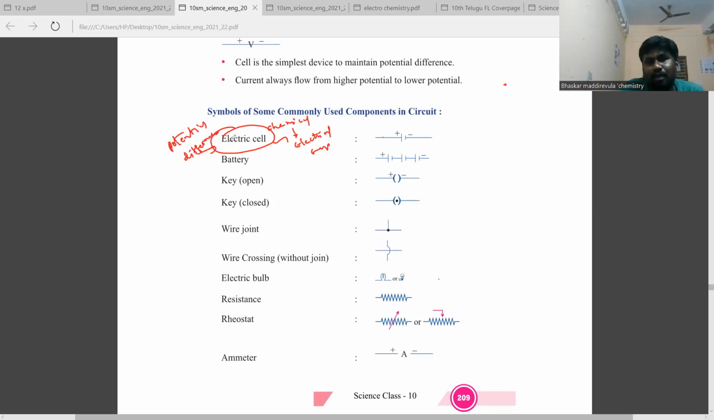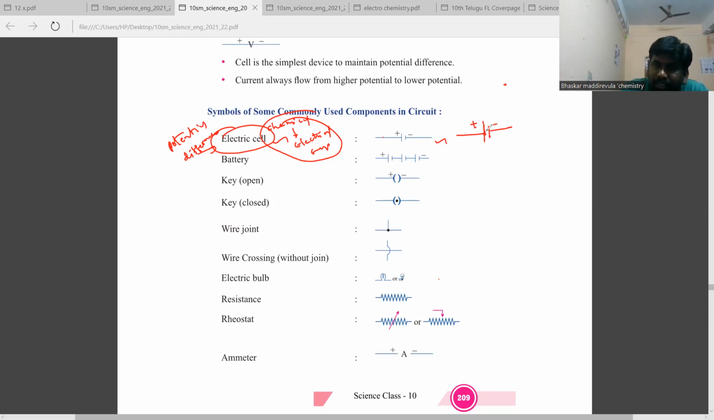It produces potential difference. But how does it produce the potential difference? Due to chemical action within the cell. Because of this potential difference only, the charges will flow through the circuit. Now, this is the symbol of a cell. One long line is the positive terminal, and the short line is the negative terminal of the cell.